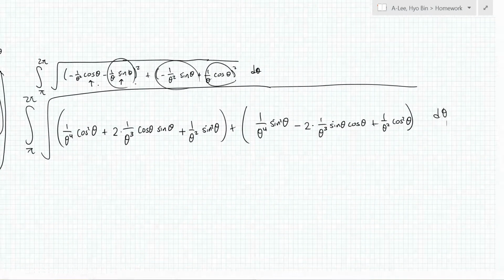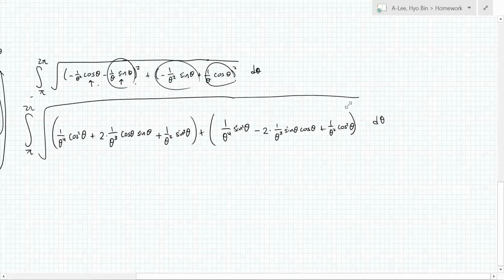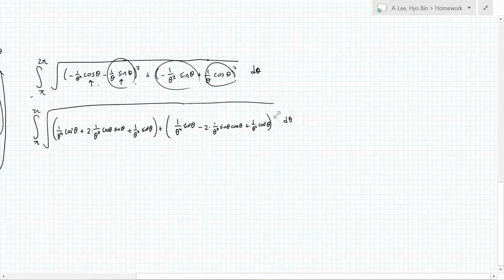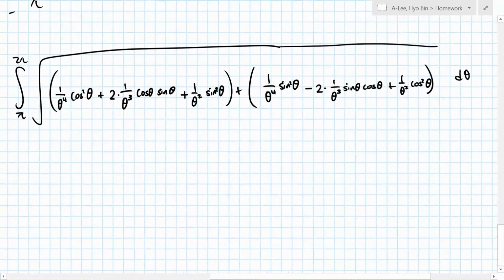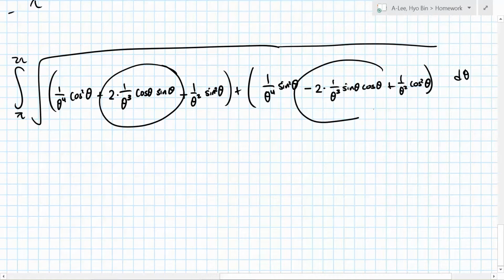So that is my integral, and if I can make it a little smaller, that might make it a lot easier for me to have it in one page. There we go. Because now we can see that this term and this term will go away, as there's a positive and a negative.